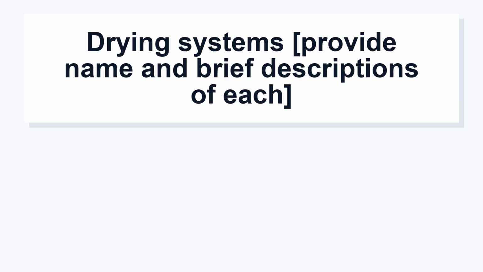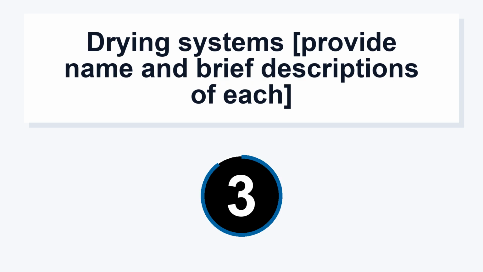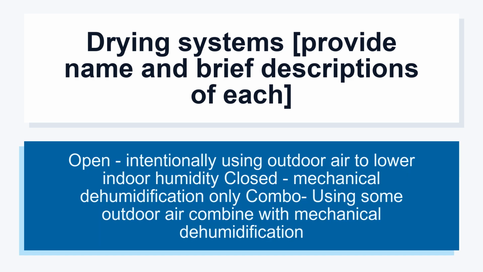Drying systems, provide name and brief descriptions of each. Open, intentionally using outdoor air to lower indoor humidity. Closed, mechanical dehumidification only. Combo, using some outdoor air combined with mechanical dehumidification.